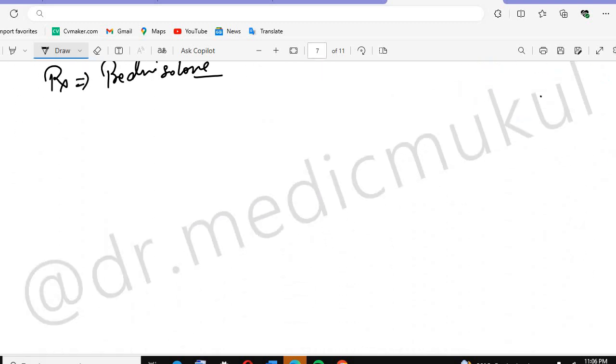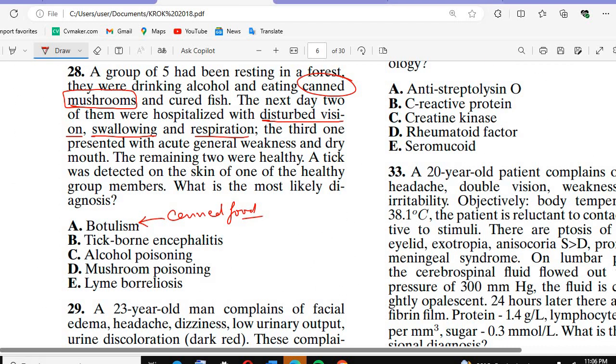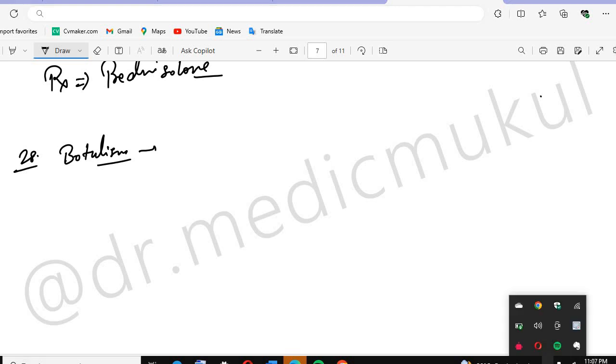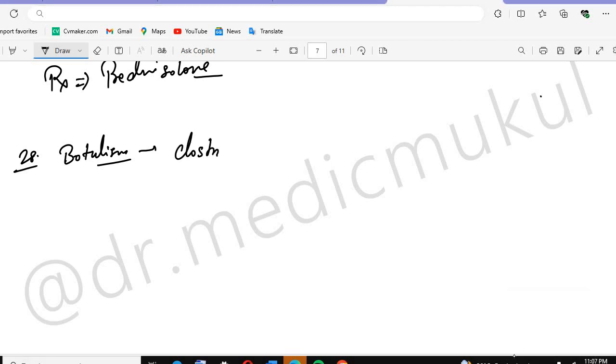So remember that we have question number 28, which is about botulism. Botulism is caused by Clostridium botulinum. And what does it do? It blocks the calcium channels.